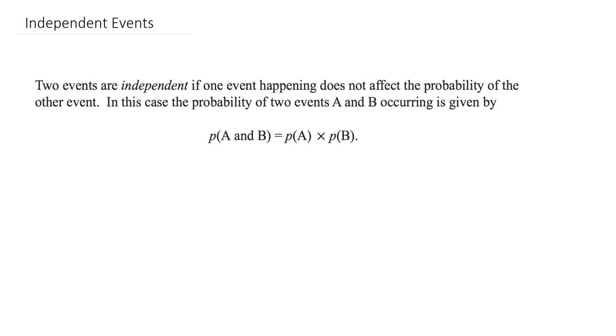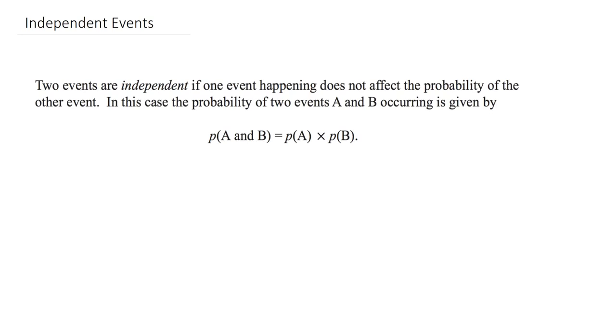So in this video, we're going to take a further look at independent events. A lot of this you will have covered already in some of the previous videos, but let's just formalize our understanding of this idea. Two events are independent if one event happening does not affect the probability of the other.